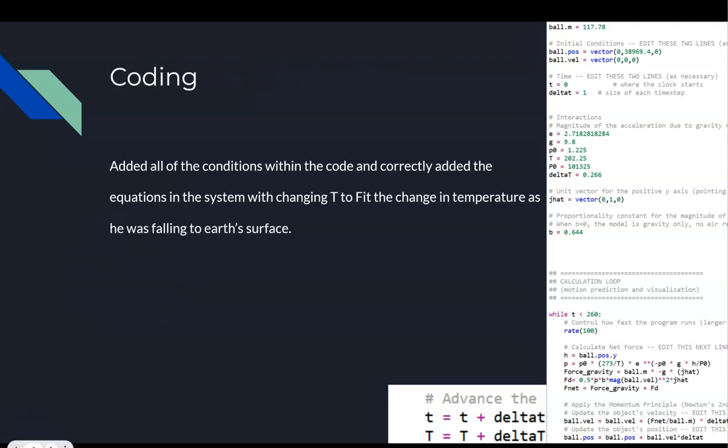So, coding. I put all the conditions from the previous slides into the code and correctly added the equations into the system, with T to fit the changing temperatures as he was falling to the Earth's surface. You can see this with g, rho naught, capital T, capital P naught, and delta T. B is changed to the correct form. Time was changed to 260. And then rho was changed, and then the force of gravity and the drag force were changed to actually have this all working.